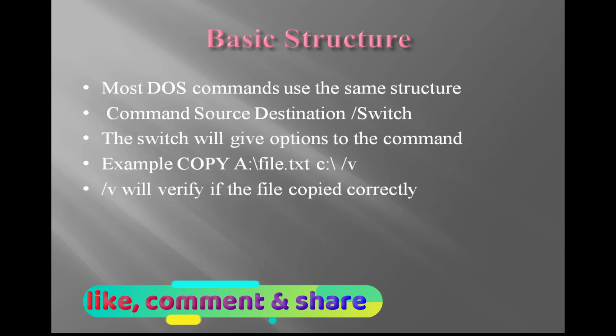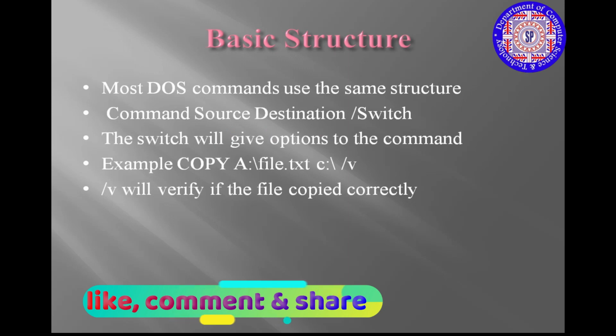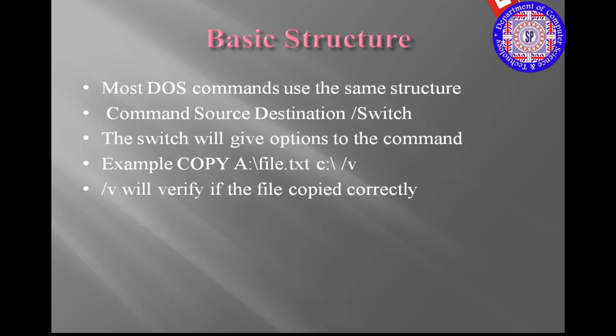Now comes the basic structure. First, most DOS commands use the same structure. Secondly, command, source, destination, switch. Third, the switch will give an option to the command. For example, copy A:\file.txt C:\ /V. Here A means a drive, and C here also represents a drive. The /V switch will verify if the file is copied correctly or not.